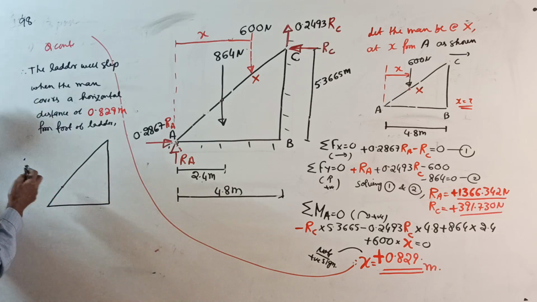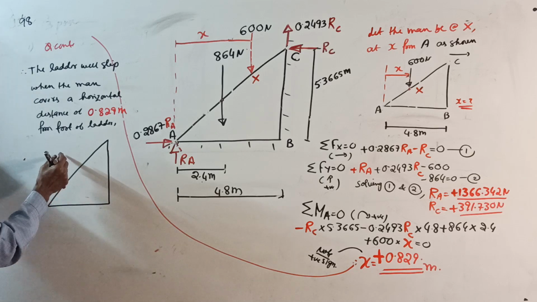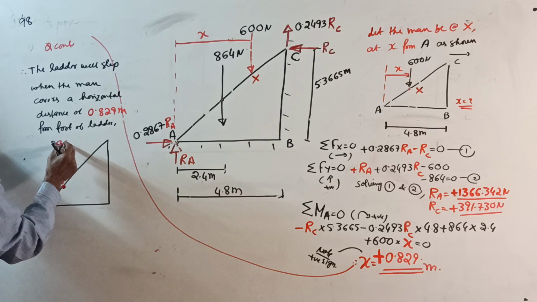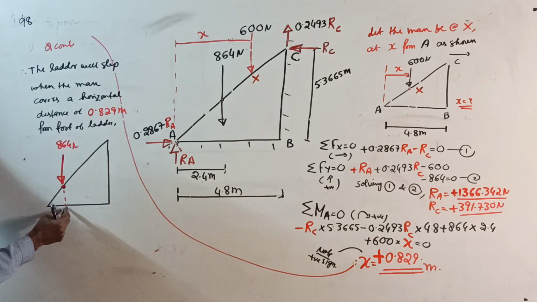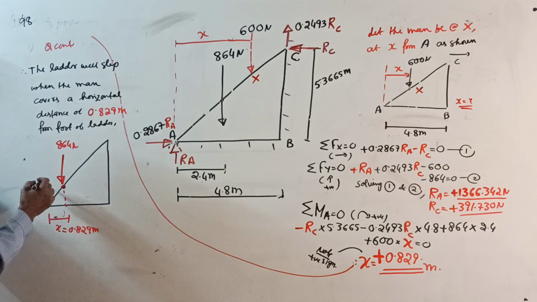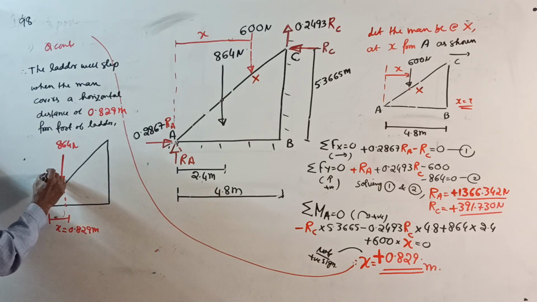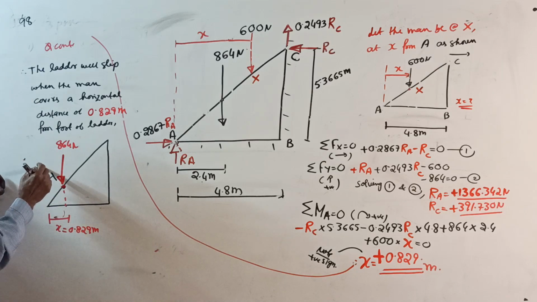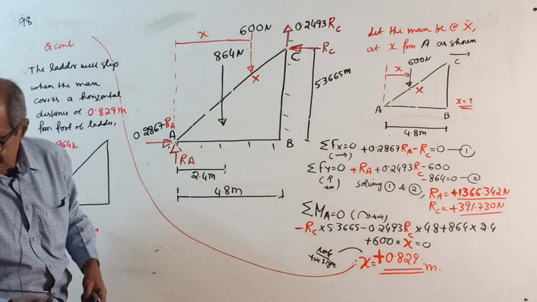he is standing here. His weight is 864 Newton. See, if I project here, this length is how much? Your x equal to 0.829 meter, but they want what is this length? See, they want this length. Let it be L dash. They want that length, L dash. Okay, now get the L dash.